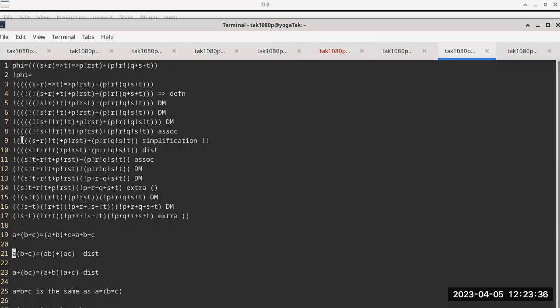I'll use this one. So we are looking at this expression here, okay? Let me just use the cursor key so that we can focus on which expression. Okay, so this is the expression.